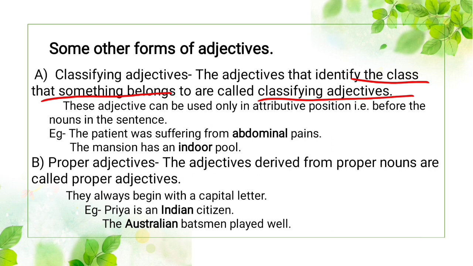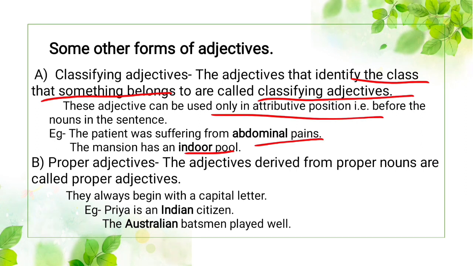So when an adjective identifies the class that something belongs to or tells the type of something, it is known as classifying adjectives. So these adjectives can only be used in attributive position, that is before the noun in the sentence. Example is like, the patient was suffering from abdominal pains. Here we can see that the word abdominal is identifying the type of the pain that the patient was suffering. Next example is, the mansion has an indoor pool. In this sentence, the word indoor is describing the type of pool that the mansion has.